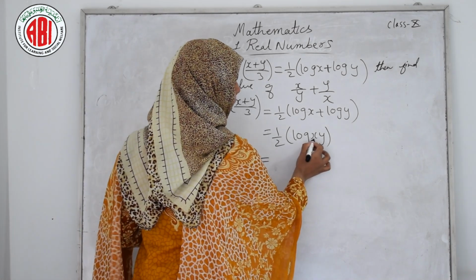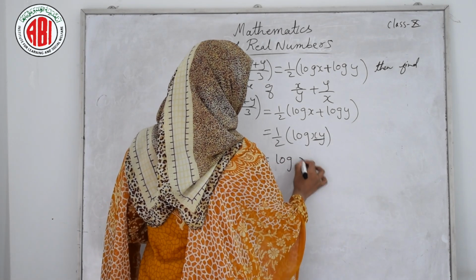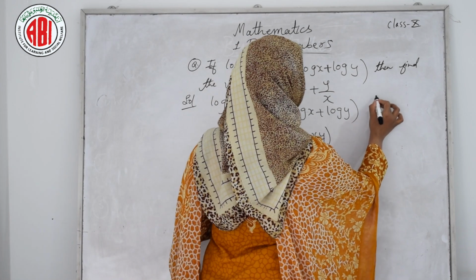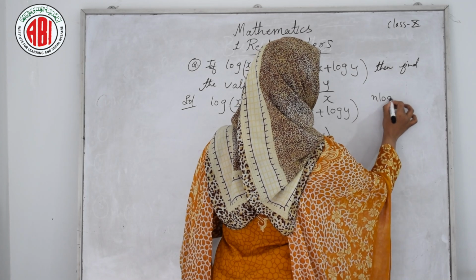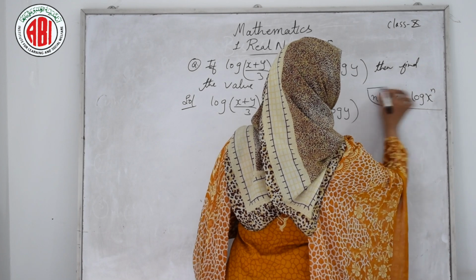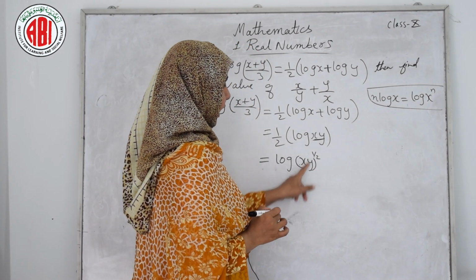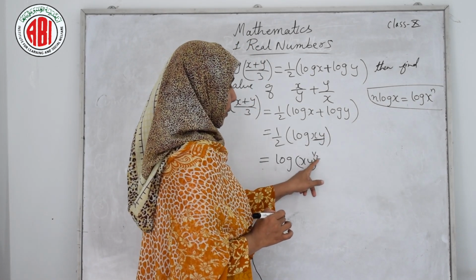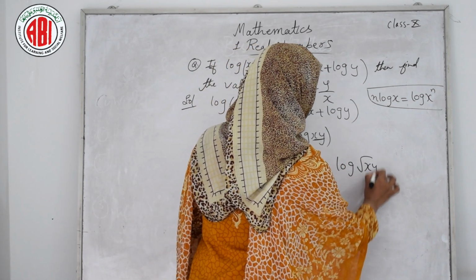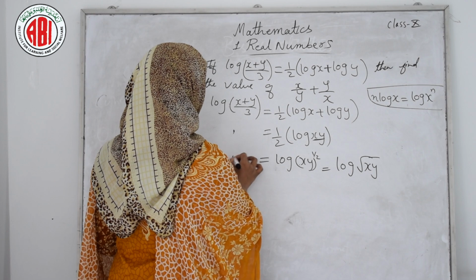Now x into y is the thing. Now this 1 by 2 can be written over here as log (xy) whole to the power 1 by 2. Can we write like this? Because we have a property, that is n log x we can write as log x to the power n. So n we can write here in the exponent form. So log xy is one term now, so (x into y) whole power 1 by 2, which is nothing but log root xy.